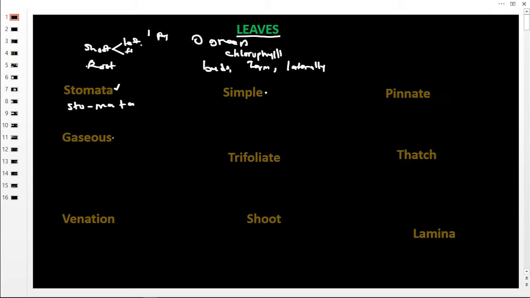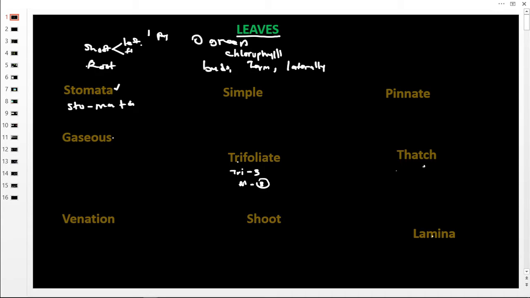Then here, this is the word simple. We have trifoliate. Tri means 3 and foliate means leaves, so trifoliate means 3 leaves. This is shoot. It is a system of a flowering plant. And then this is pinnate. This is thatch. To thatch is to cover the top of a house using grass. Then this is lamina. Therefore, lamina, thatch, pinnate, simple, trifoliate, shoot, venation, gaseous, and stomata.